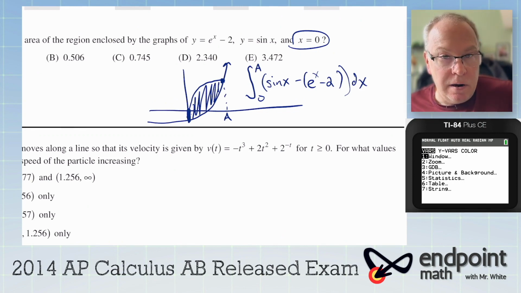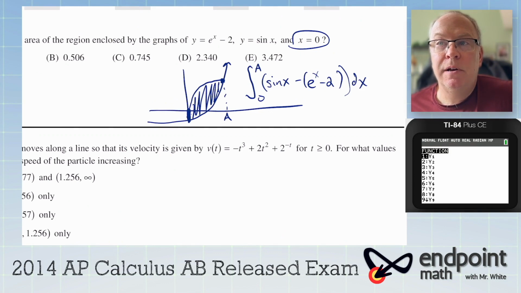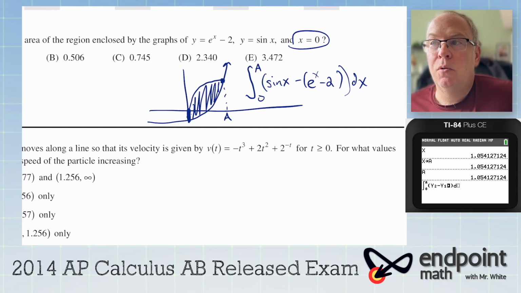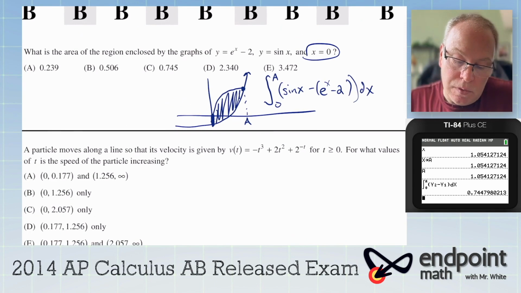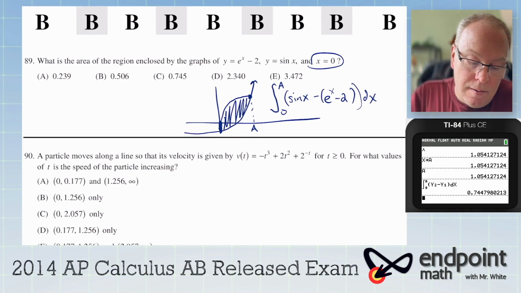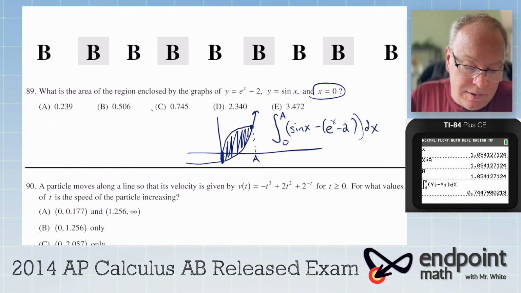So I'm going to go back to vars. I'm going to click to the right to get to my y variables. My function is y1. So that's the upper minus the lower. Upper minus the lower. And I'm going to put an x here because that's my variable. So I didn't have to retype things. I think that's probably quicker than retyping, and time is of the essence, as you know. So let me hit enter, and I get 0.745, and that is C.